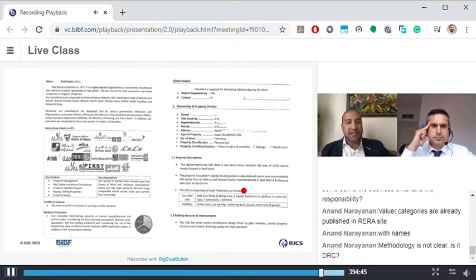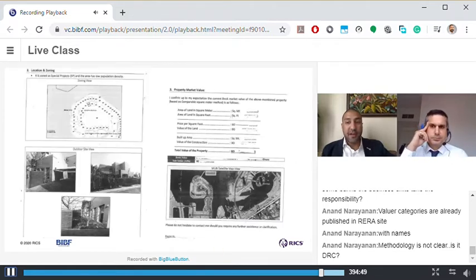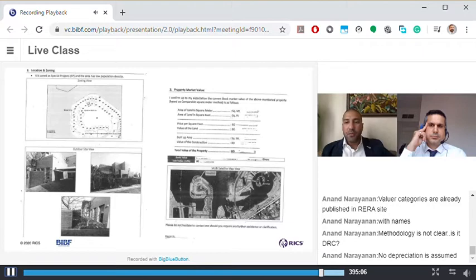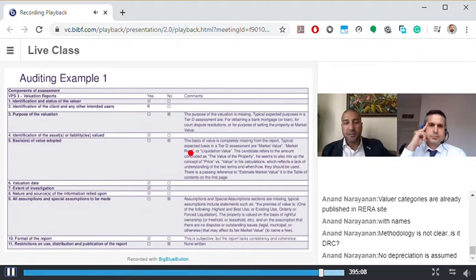Okay, so Anand is saying that the methodology is not clear. Is it DRC? It's fair to assume so, right? I mean, he says land and then construction and then total. But what did we learn about a villa? And then it says market value, right? You should be using a comparative method, right? So let's look at the results of no depreciation as assumed. Exactly. So let's look at an audit report on that.